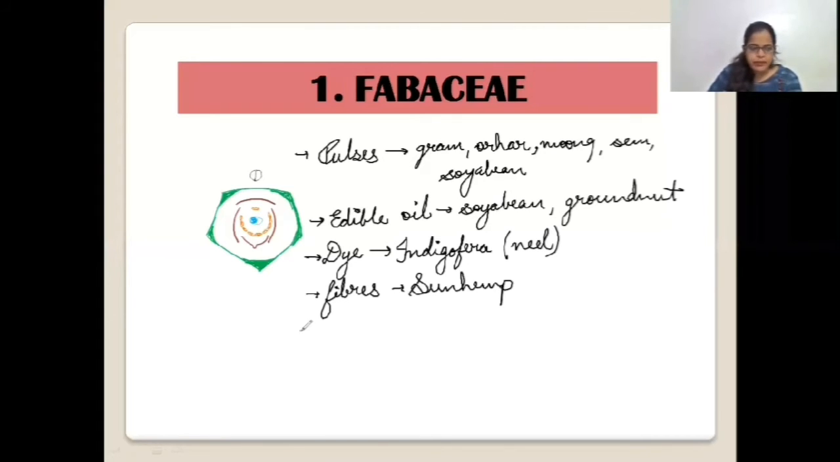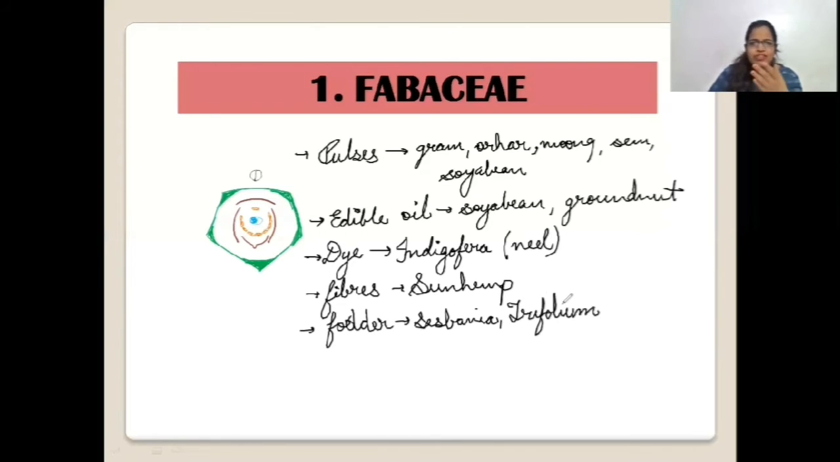Then after fibers we have got fodder. Fodder means food for animals, chara sort of thing. Examples of fodder are Sesbania, and other than Sesbania we have Trifolium. Of course, so many examples are there, but you're familiar with most of them, right? New ones are sunhemp, Sesbania, Trifolium. If you read them 3 to 4 times, you'll have learned them.